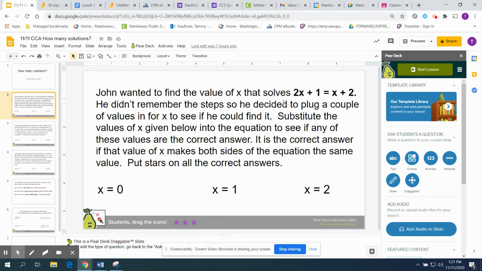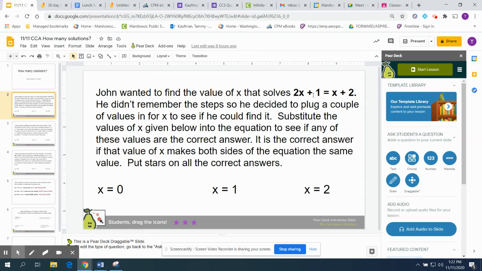If I try 1, well, 2 times 1 is 2. 2 plus 1 is 3. So the left side would be 3, and 1 plus 2 is 3. The right side would be 3. So x equals 1 is the solution. And I could plug in 2 as well. That's 5 on the left side and 4 on the right side. Those are not equal, so it would not be a solution. So I know something's a solution when I can get those sides equal to each other.